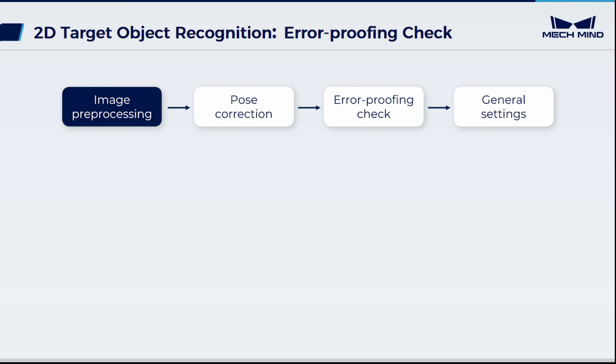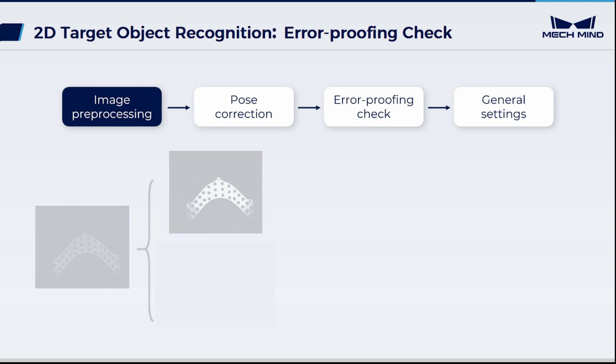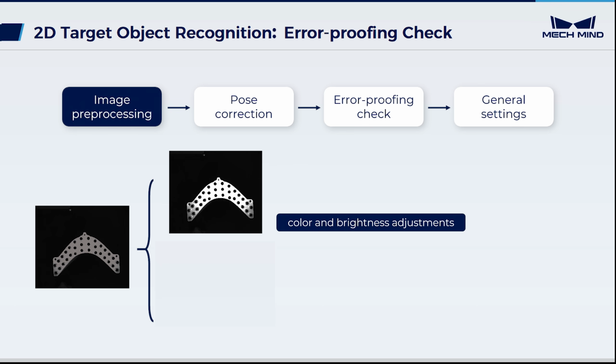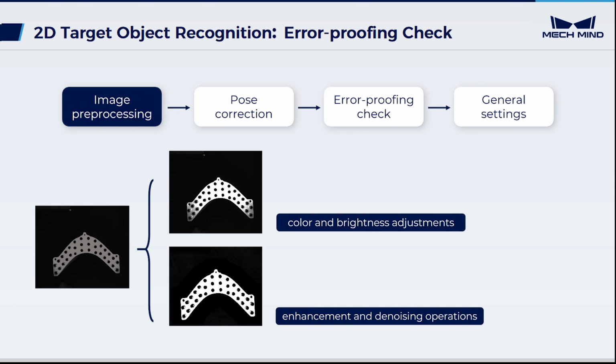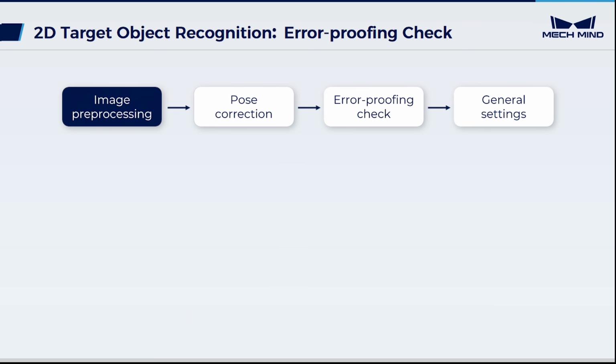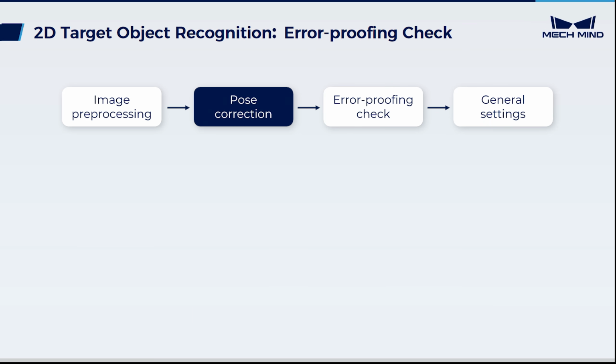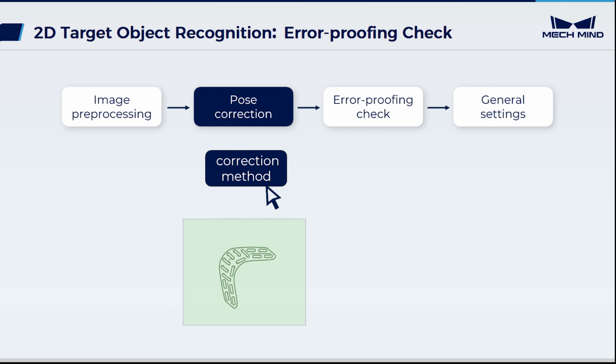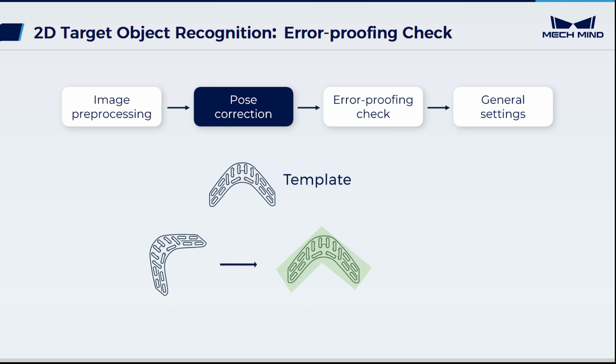During image preprocessing, color space conversion is used to adjust color and brightness. To improve subsequent recognition results, enhancement and denoising operations can also be applied to enhance the object features. After image preprocessing, perform pose correction. To ensure accurate recognition, first set the region of interest, ROI. Then, select an appropriate correction method to align the current image with the template.